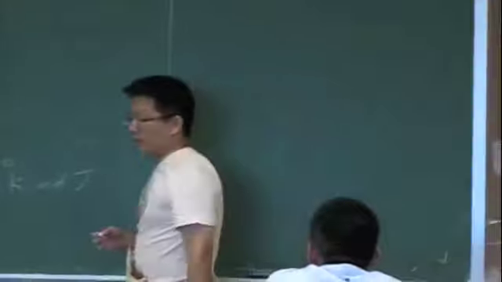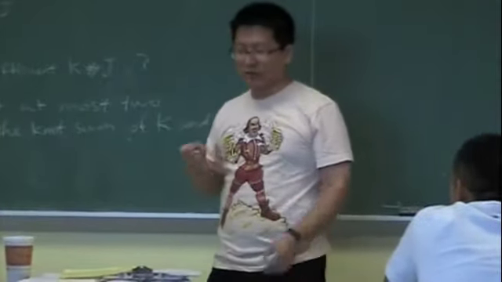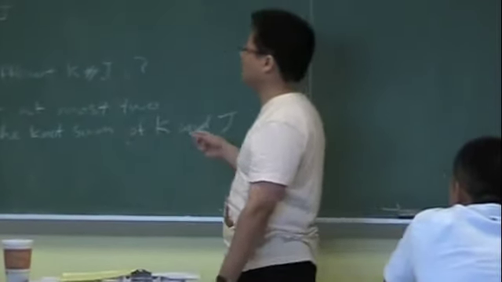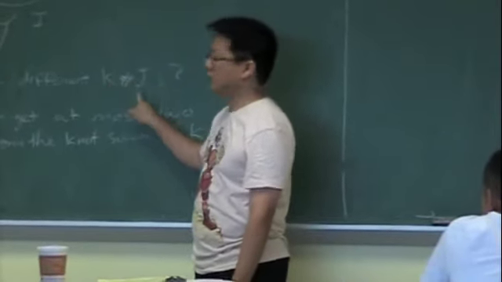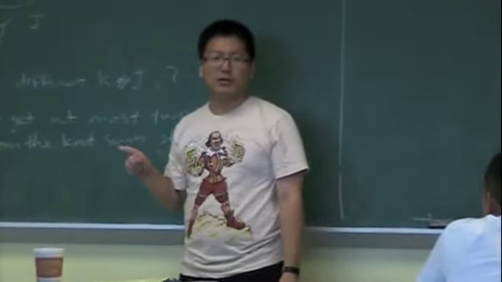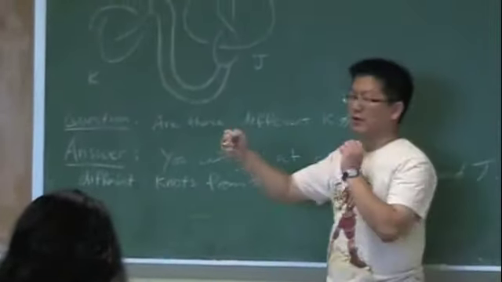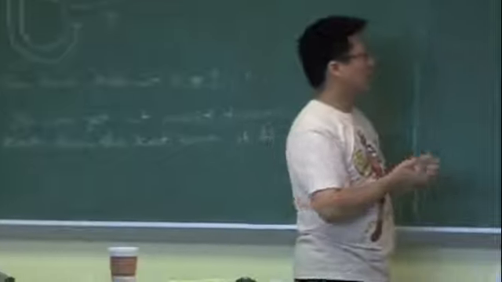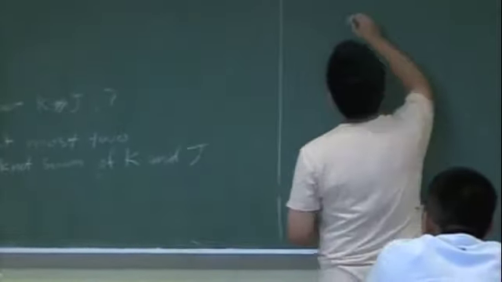I guess one thing I should mention is the connected sum of two knots doesn't depend on what order. When you see an operation like this, you see K's on the left and J's on the right, and what it means is you took this and put it on the left, and you put this on the right, and you did this thing. But I guess the question is, what if you flip the order?